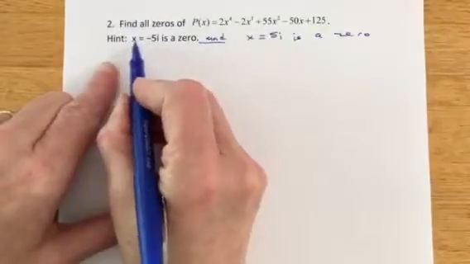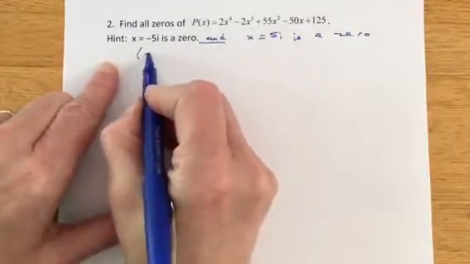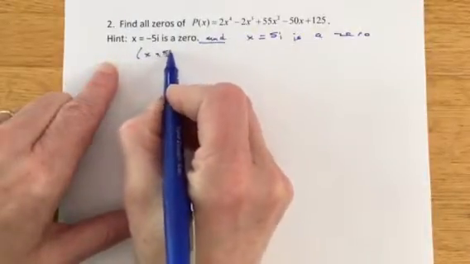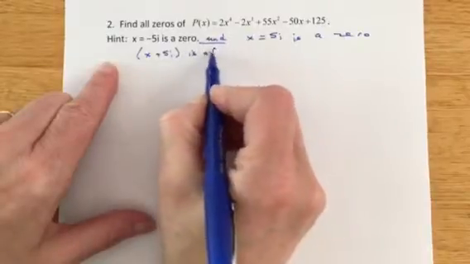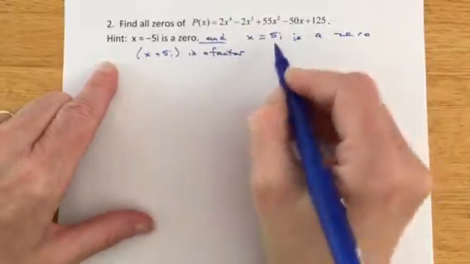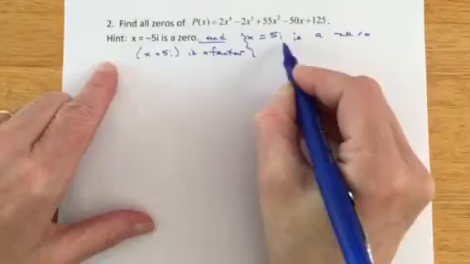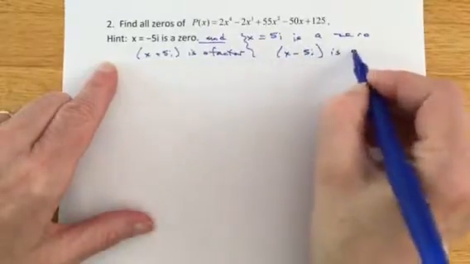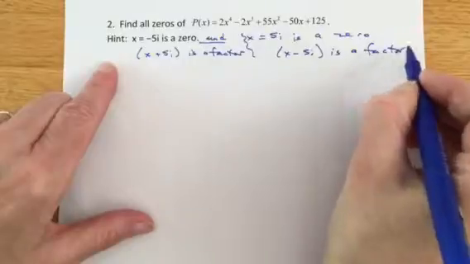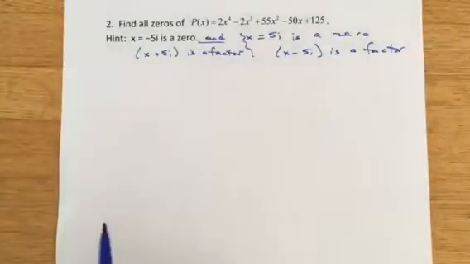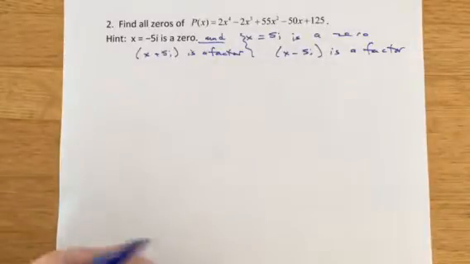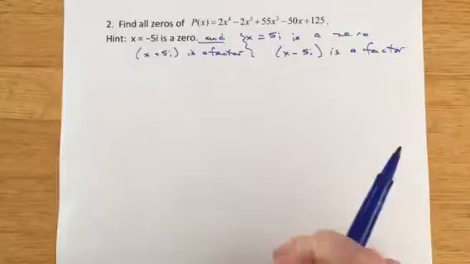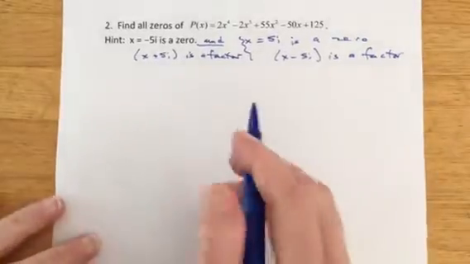Also keep in mind, negative 5i being a 0 means x minus that, which is x plus 5i, is a factor. And then similarly here, if 5i is a 0, x minus 5i is a factor. Okay, so we'll start by dividing out those two factors. That'll take our degree 4 down to a degree 2. And then hopefully that degree 2 quadratic can either be factored or we'll use the quadratic formula.